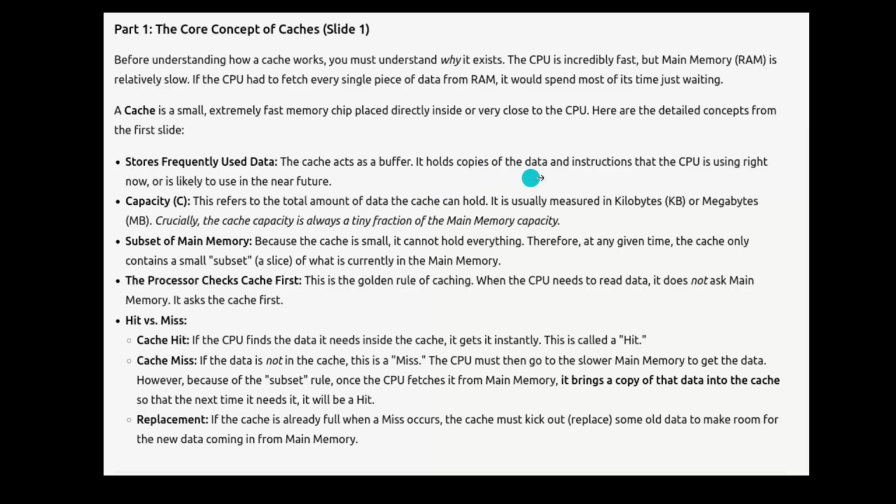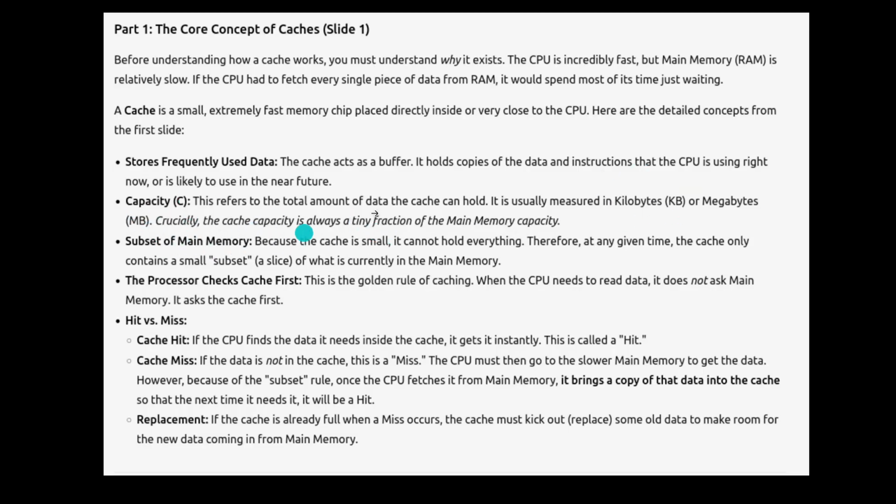It holds copies of data and instructions that the CPU is using right now or is likely to use in the future. So what does the cache store? The most frequently used data, the copies of data that the CPU may use right now or is likely to use in the future. The capacity C refers to the total amount of data the cache can hold. It is usually measured in kilobytes or megabytes.